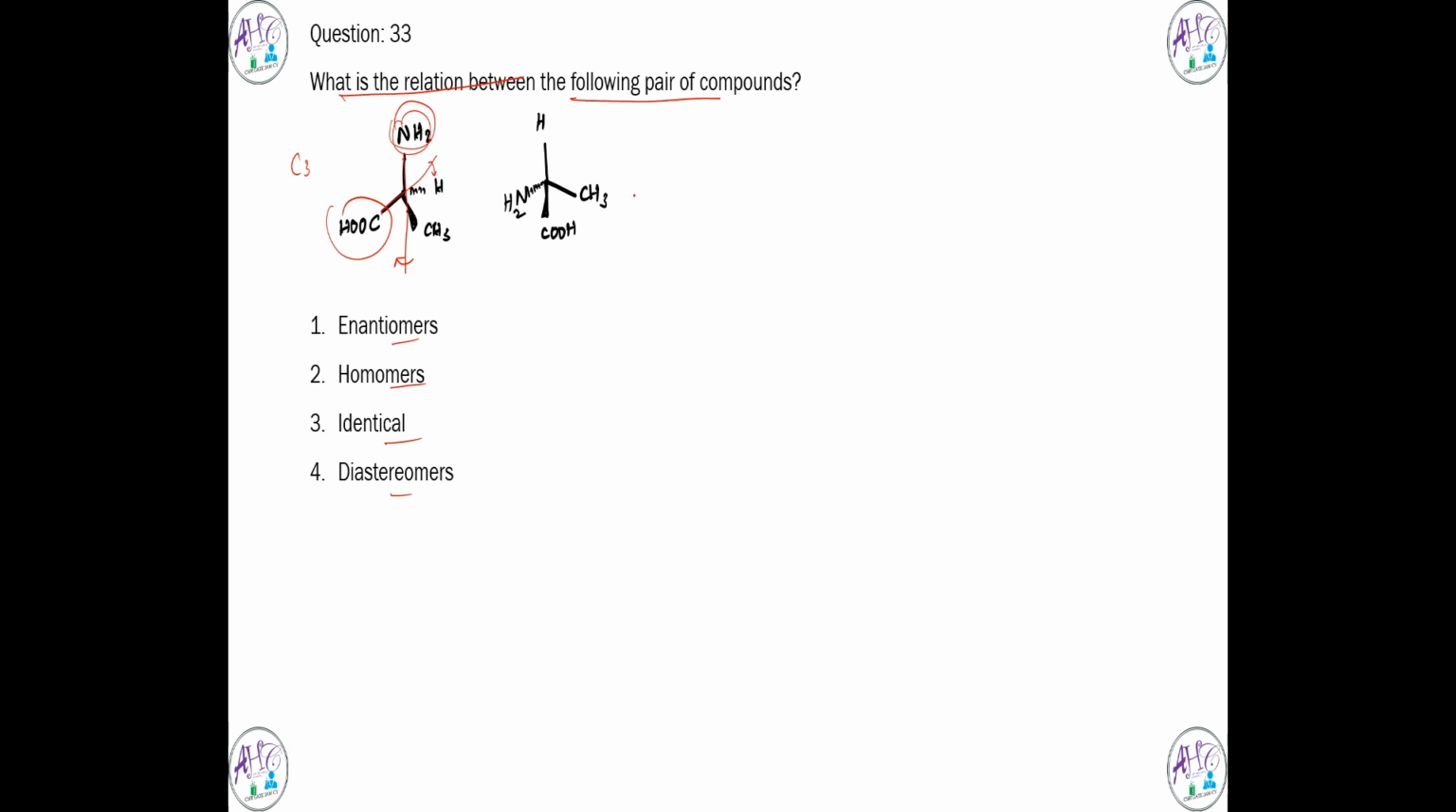So first, let's see whether this compound is an enantiomer or not. How can we say a compound is an enantiomer? When the compounds are non-superposable mirror images. So let's try to get the mirror images. We have a compound with NH2, COOH, this is going to be hydrogen, and this is going to be your CH3. If I draw the mirror image, the plane groups are not going to change, they will remain in plane, and the other groups will be changed.